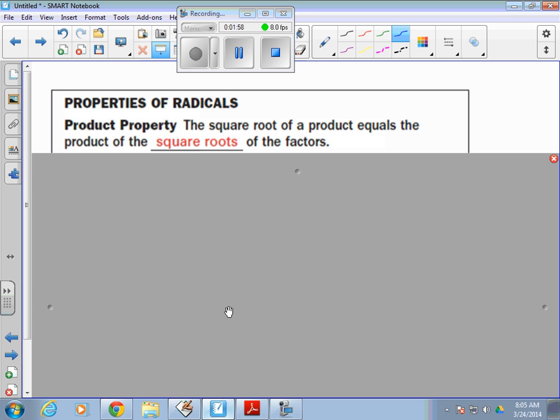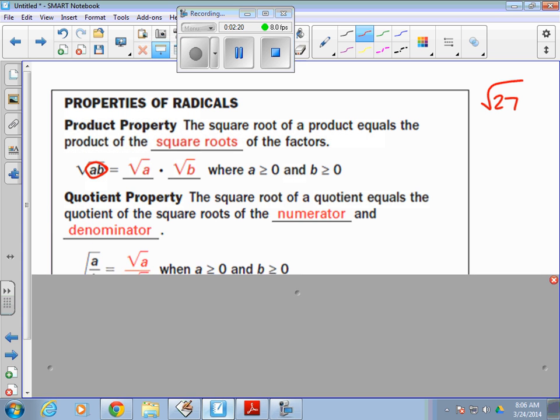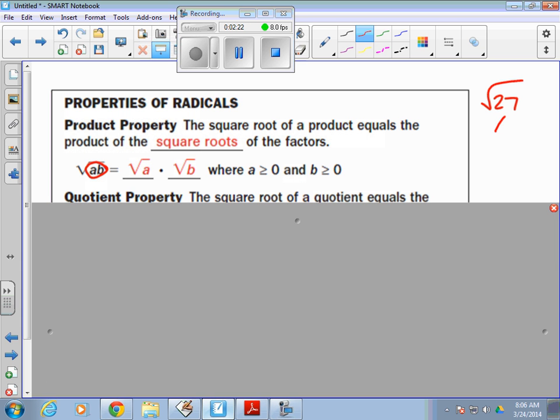Actually, the first set of things is the properties. It says the square root of a product equals the product of the square roots of the factors. What that means is whatever's underneath that radical symbol, the radicand AB, you can separate it. For example, 27 can be separated into the square root of 9 times the square root of 3. You can separate them however you want. Whatever numbers you can multiply by each other to get that number, you can separate with.